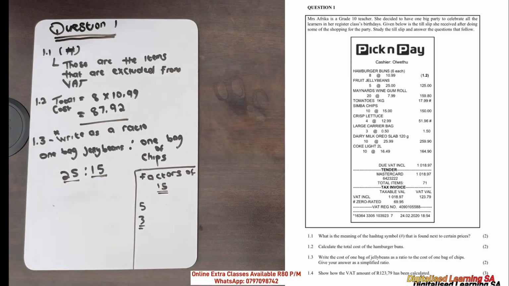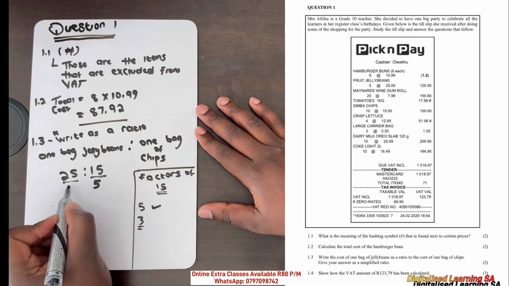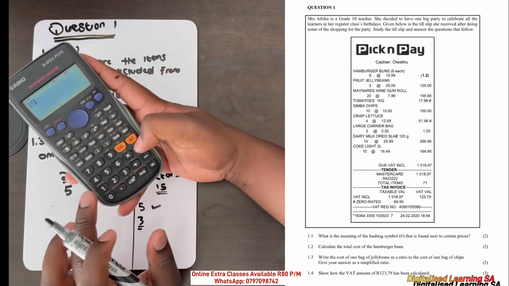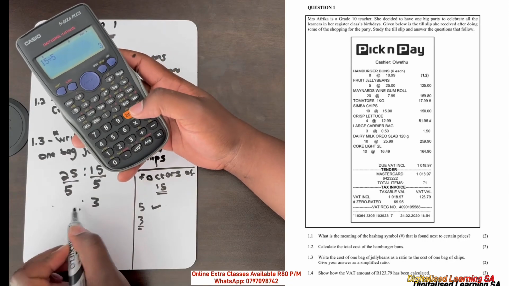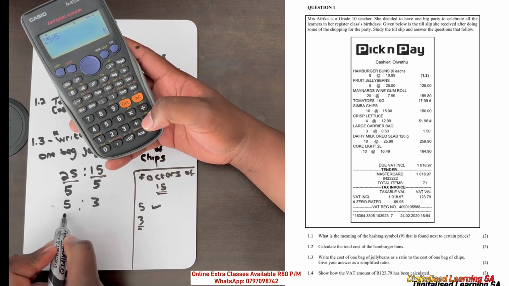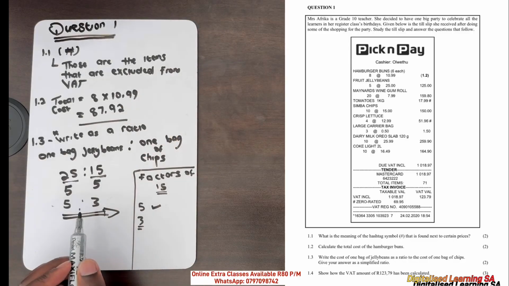So now let's use 5. 15 divided by 5 will give us 3, and 25 divided by 5 will give us 5. So we can simply say that this is our simplified ratio because both numbers are whole numbers. Okay, so now let's move to our next question, which is question 1.4.